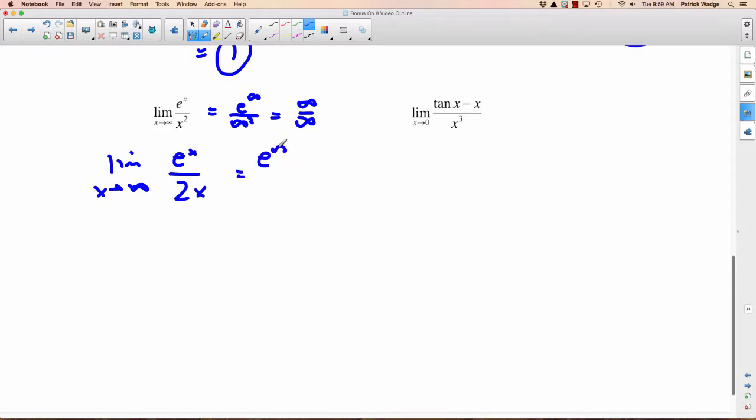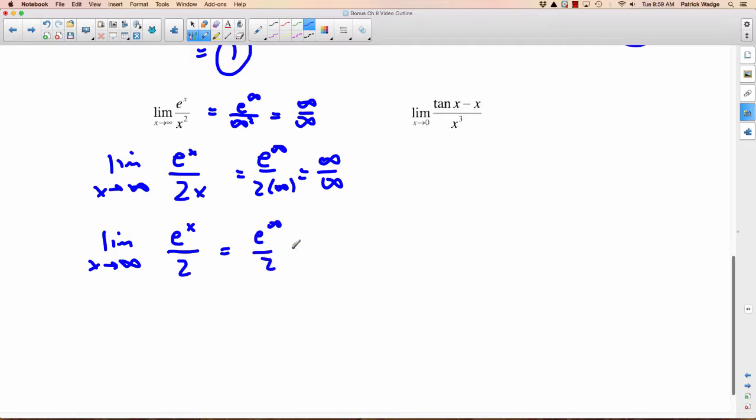You get e to the infinity over 2 times infinity. That didn't seem to help much. We again have infinity over infinity. But let's try using L'Hopital's rule again. So in the top, the derivative of e to the x is just e to the x. The derivative of 2x is 2. So if we substitute in now, we have e to the infinity over 2, which is infinity over 2, which is equal to infinity. That's not an indeterminate form, that's an answer. Infinity is fine. You just can't have infinity over infinity. So this is fine. Our answer here is infinity.